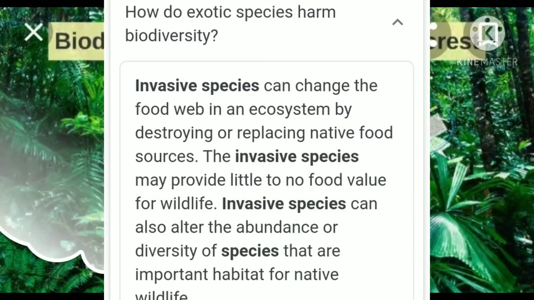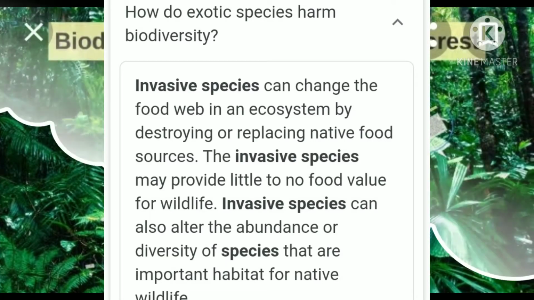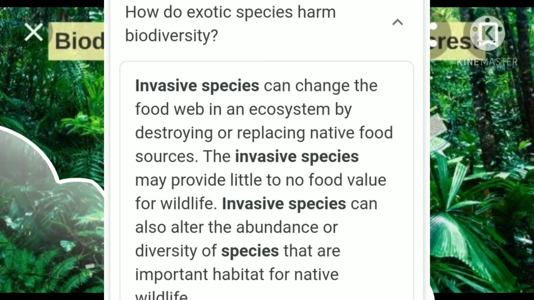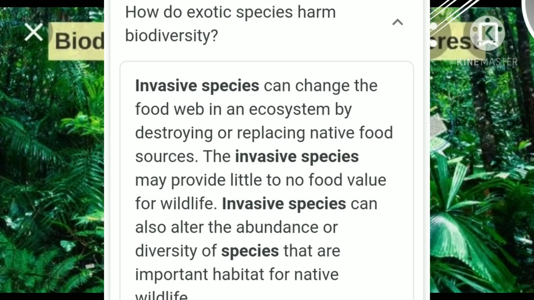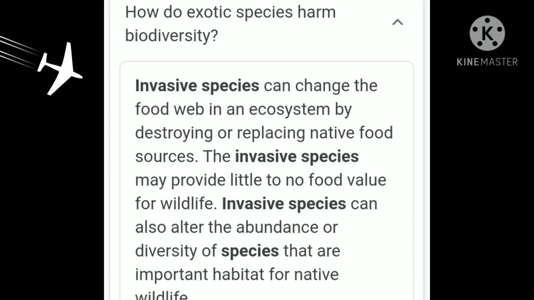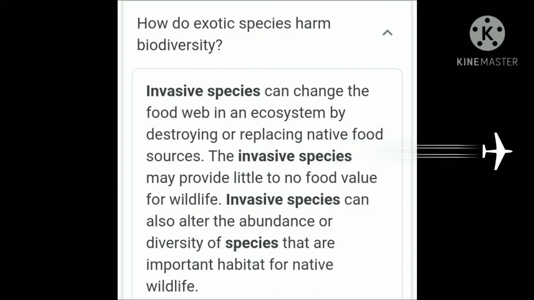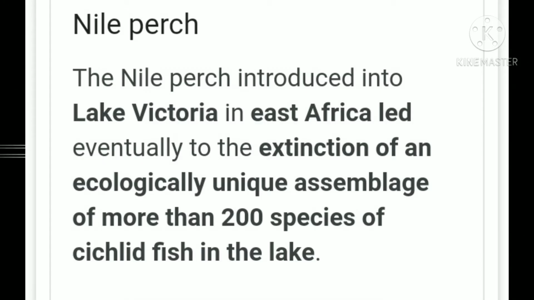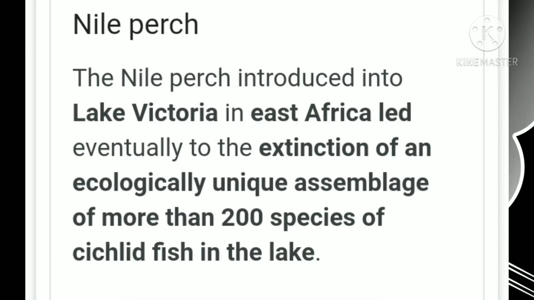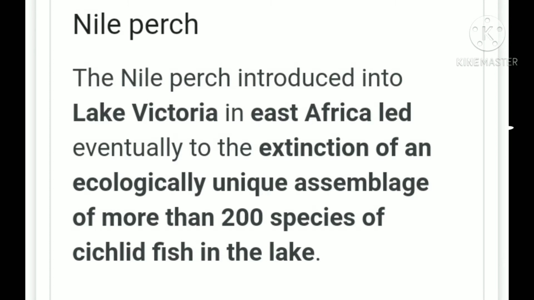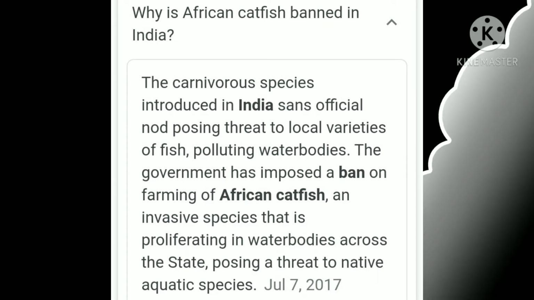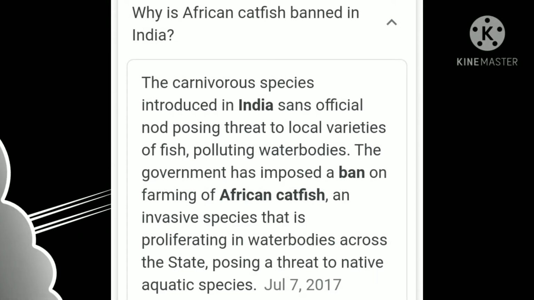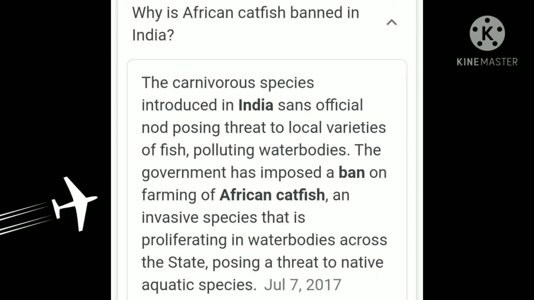Second is alien, exotic species invasion. When alien exotic species are introduced unintentionally or deliberately, some become invasive and cause harmful impact, resulting in the extinction of the indigenous species. Example, Nile perch, a large predator fish, when introduced in Lake Victoria in East Africa, caused the extinction of an ecologically unique species of cichlid fish in the lake.